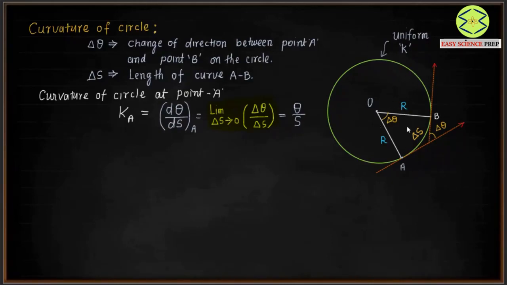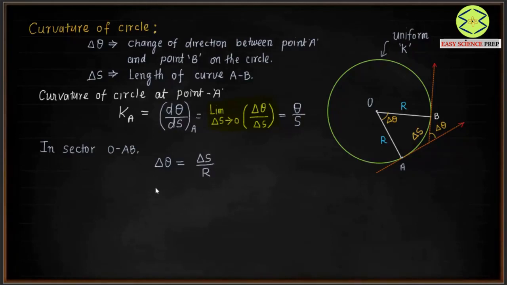Now from here we can get one very important output. If you consider a sector OAB, we can write delta theta as delta s, that is the length of the arc or length of the curve, divided by r, the radius, because the radius is uniform throughout. So we can say delta theta equals delta s by r.